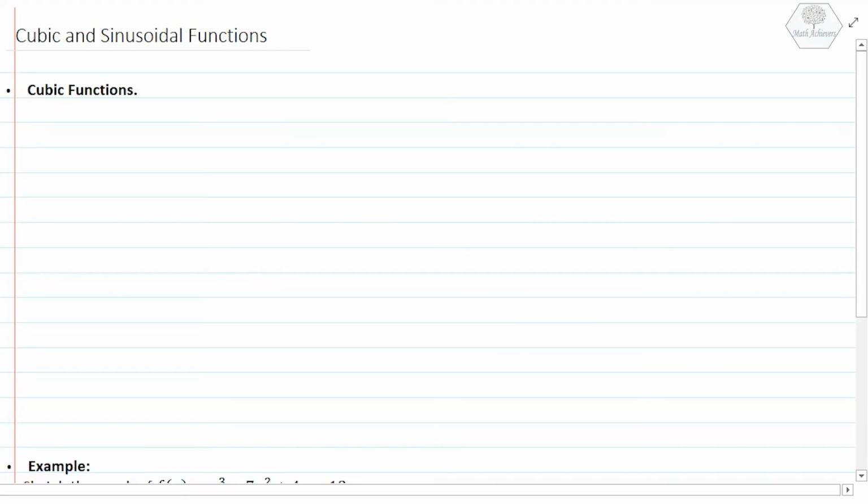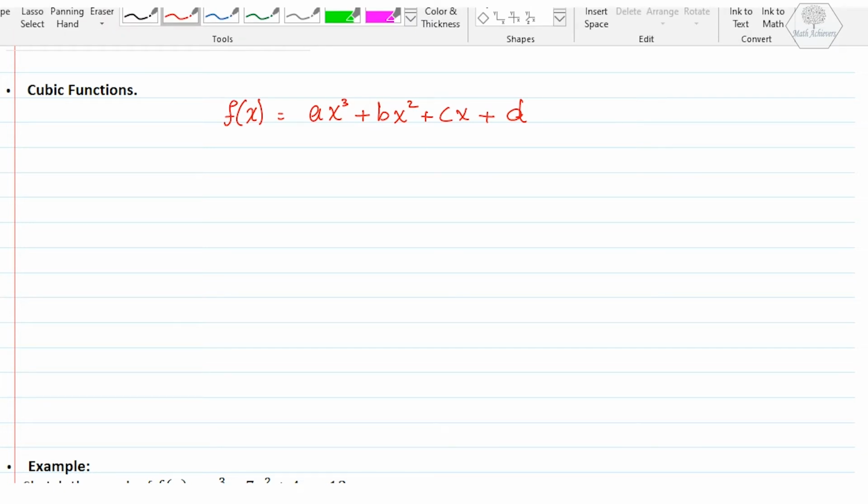Hi, our lesson now is about cubic and sinusoidal functions. Let's start by talking about the cubic functions. For cubic functions, the general form of any cubic function is f of x equals ax cubed plus bx squared plus cx plus d. Any normal cubic function will look this way.